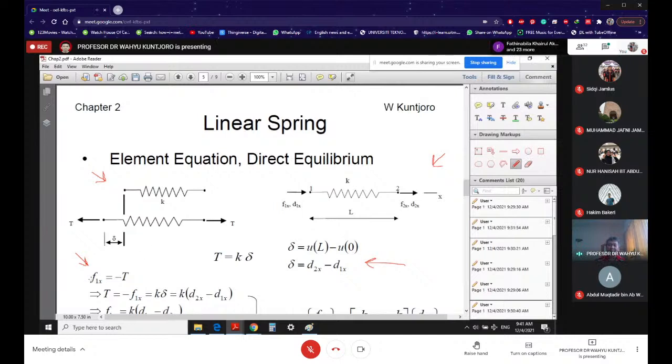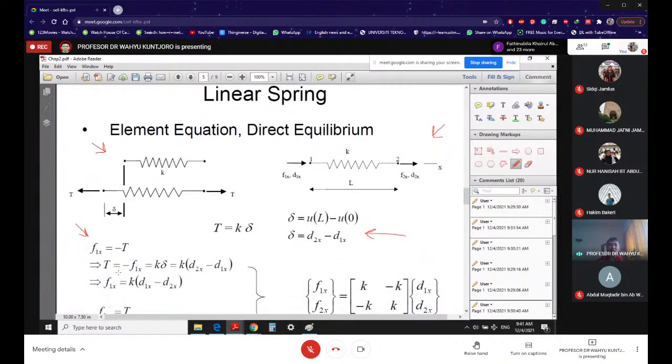What does it mean? It means that T is going to be minus F1x. The same, right? F1x is minus T, T is minus F1x. And T from physics is K delta. What is K? K is the spring stiffness. K is not the element matrix, no. K is the stiffness of the spring. So T equals K delta, which is K multiplied by this here, because that's our delta. So T is equal to K times D2x minus D1x.